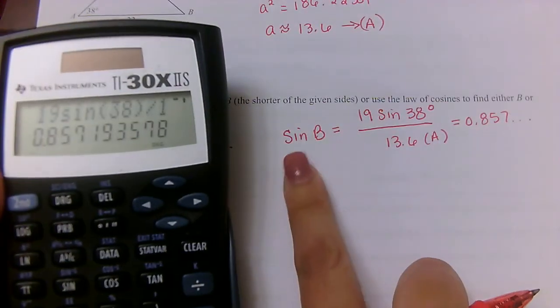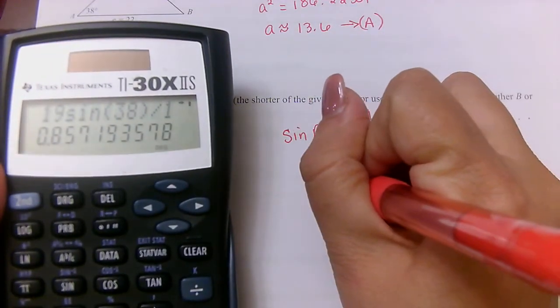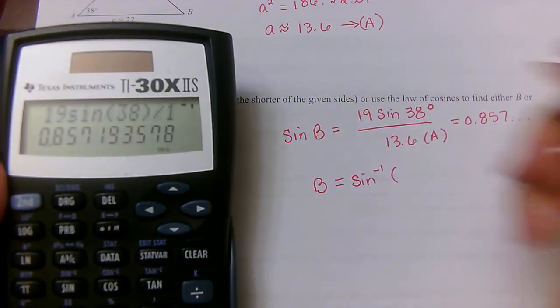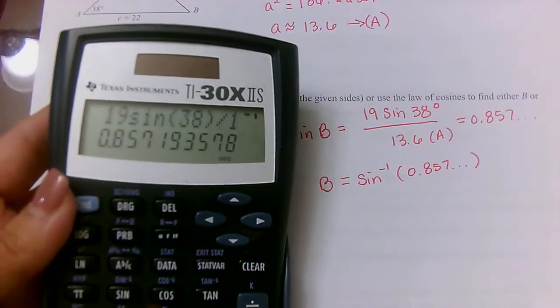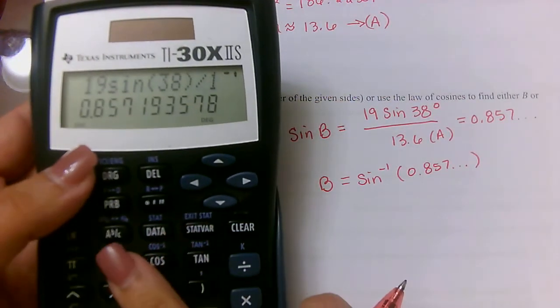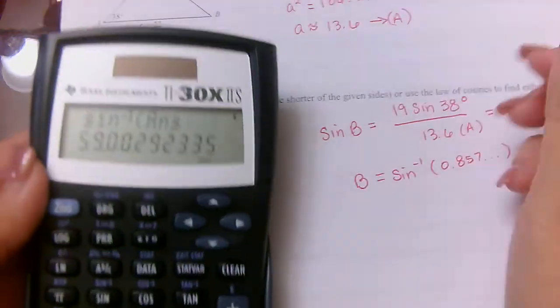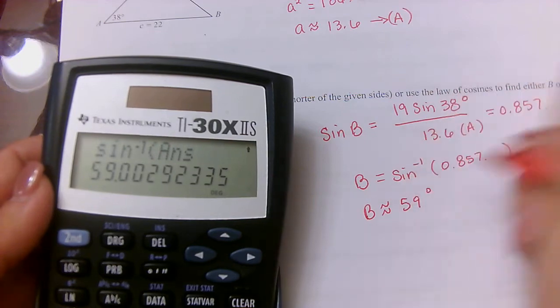Then I'm going to remove the sine, take it over to the other side, so I'm going to get B is equal to the inverse sine of the ratio that I just got. I'm going to do that in the calculator. Second sine, second answer, and then I get B is approximately 59 degrees.